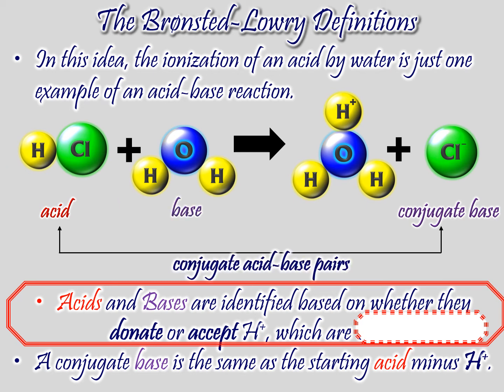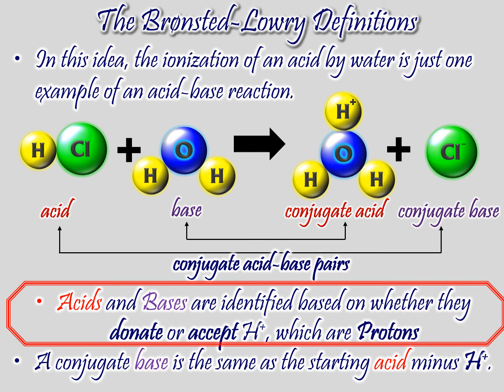And if water is acting like a base, well then its conjugate is going to have to be an acid. So this is another conjugate pair. Water is a base in this situation, and hydronium, of course, is an acid. It's the real acid. So acids and bases under the Bronsted-Lowry definition are identified based on whether they donate or accept hydrogen ions, which are, of course, the same thing as protons.